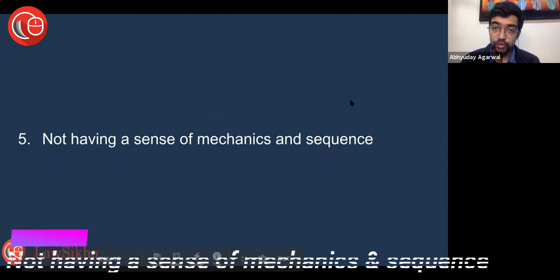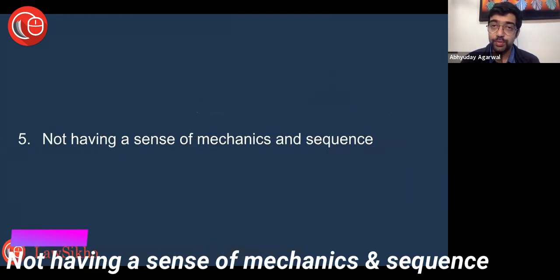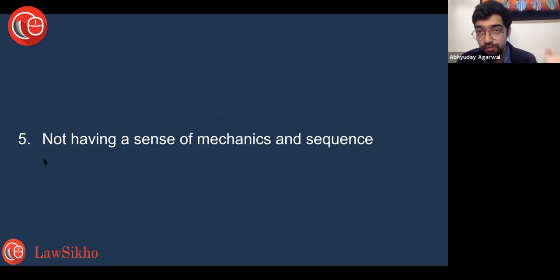Let's look at the fifth point: not having a sense of mechanics and sequence. This is not the sequence of the clauses, not clause 1 to 10. No. Sequence meaning, imagine the transaction flowing beginning to end. For example, you have a shareholder. I'm taking the example of a shareholders agreement. You can take any other also. You can take even a buy and sell agreement, like any property sale. But let's take a shareholders agreement. So suppose a share subscription agreement.